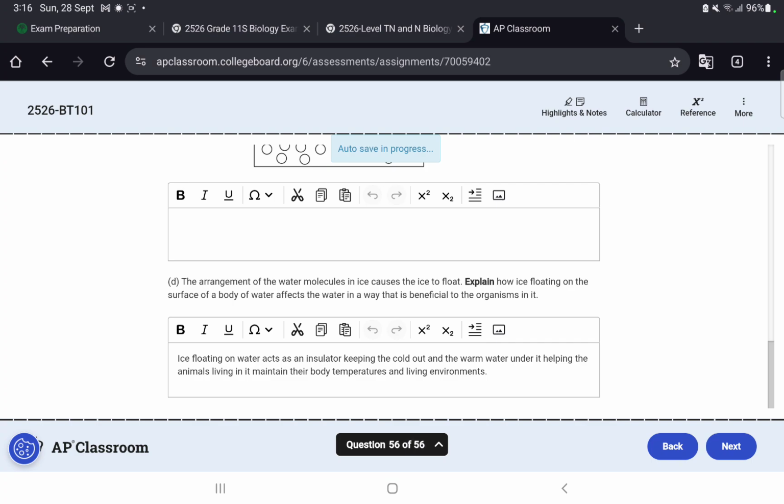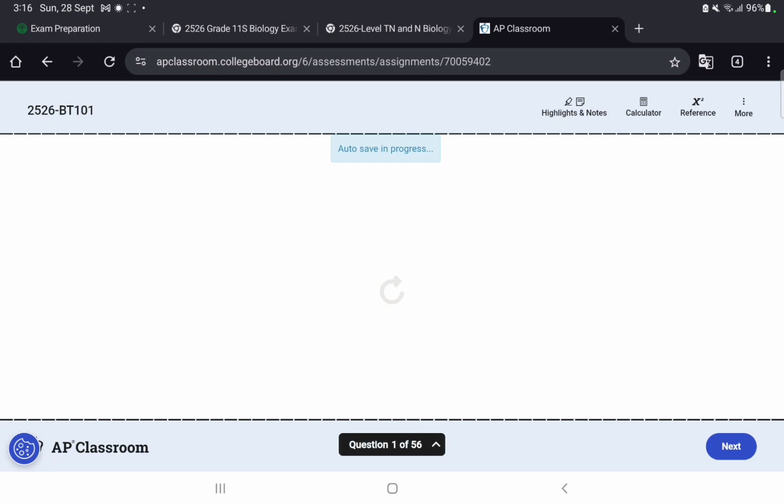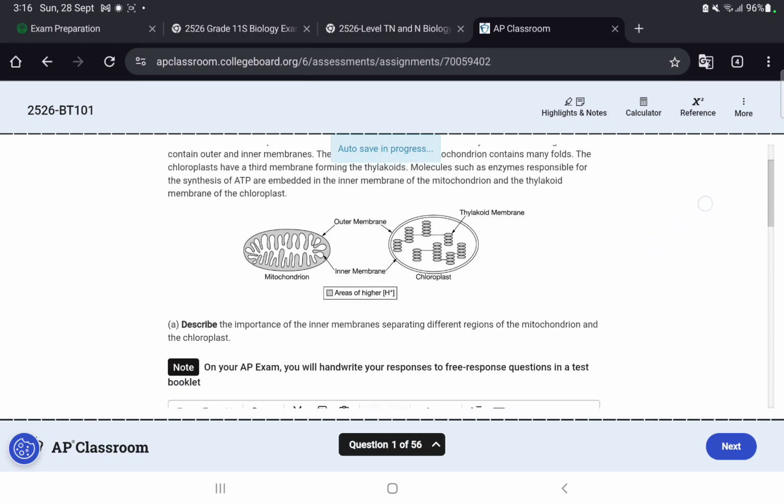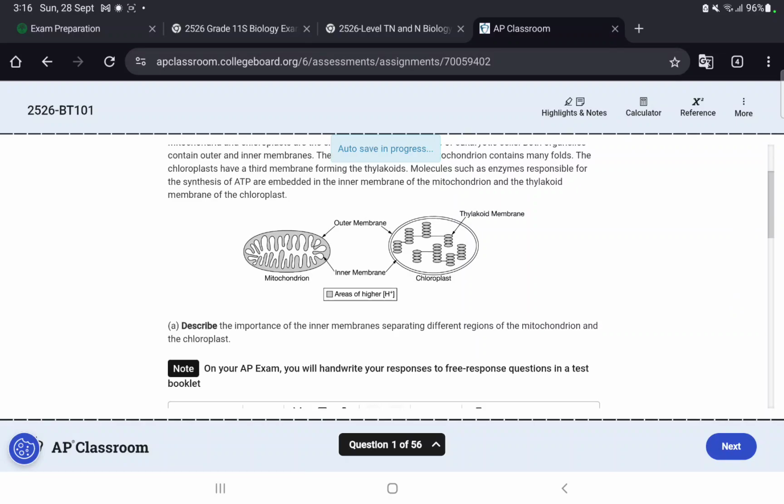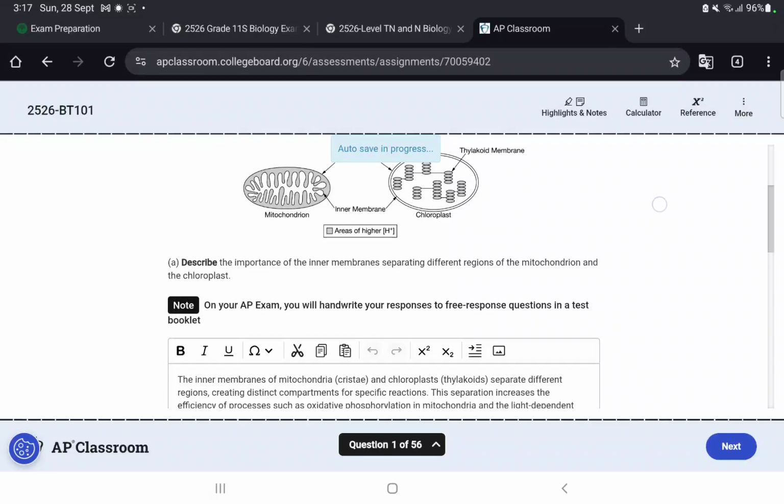Okay, now let's go back to number one. Number one. Okay, so describe the importance of the inner membrane separating different regions of the mitochondrion and chloroplast.